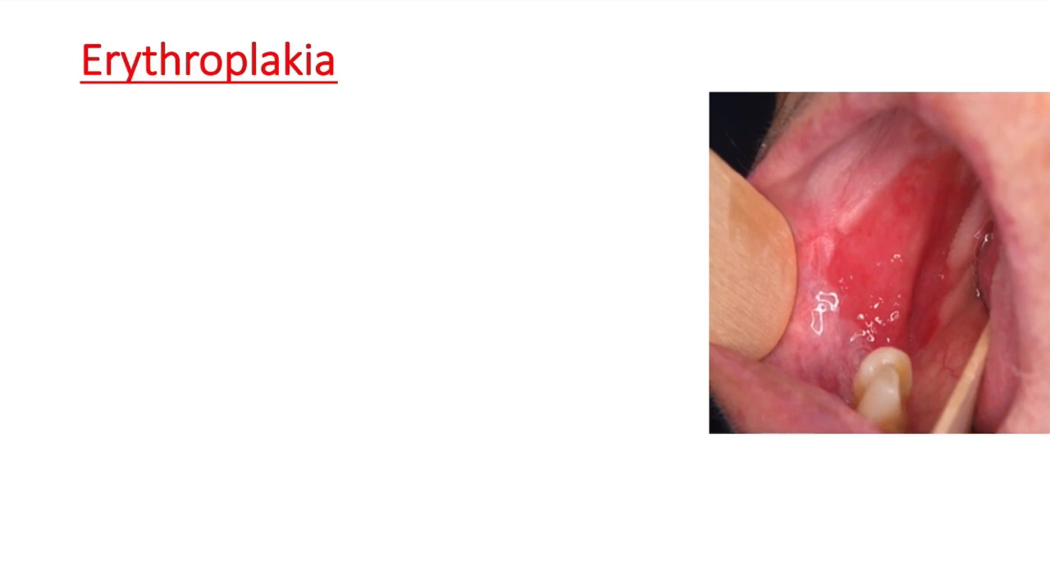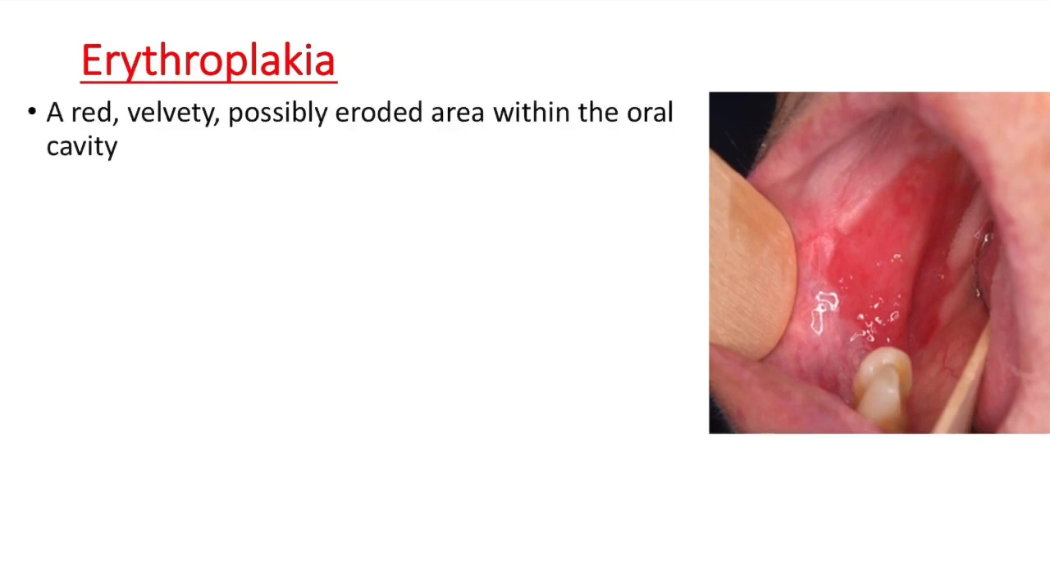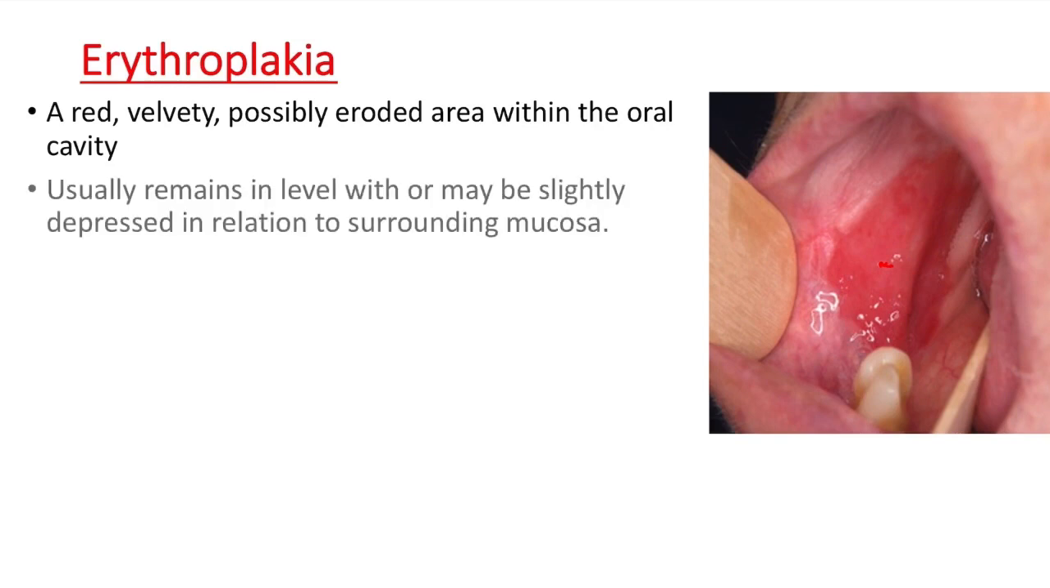Now erythroplakia: a red velvety, possibly eroded area within the oral cavity. You can see the red velvety, possibly eroded area, which usually remains level with, or may be slightly depressed in relation to, the surrounding mucosa. You can see this is the elevated part, and this erythroplakia may be slightly depressed.